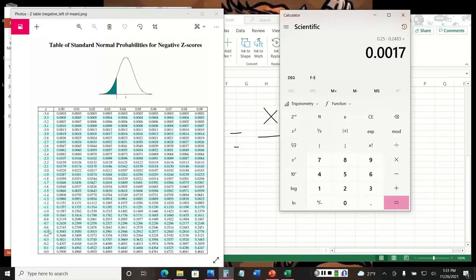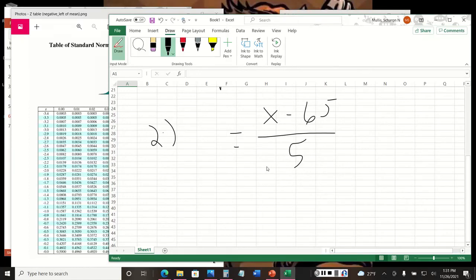So our number is going to be a negative 0.67. So our z number is negative 0.67.